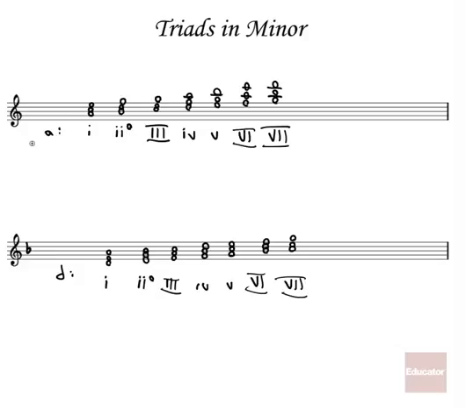So, as we see, the pattern of triads in minor is minor, diminished, major, minor, minor, major, and major. And again, this will help us when we're building triads on different notes and scale degrees.